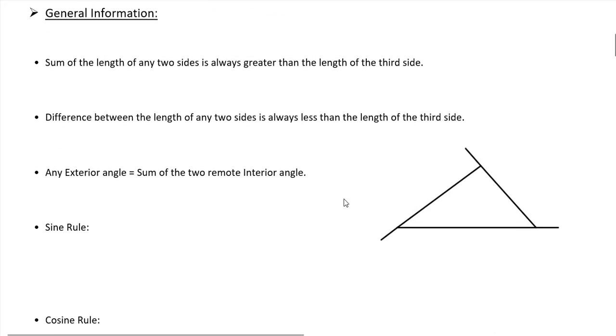We'll discuss some general information related to a triangle. Consider this triangle. I have extended the sides of this triangle. These are the extended portions which you can see. Let us now name this figure. Let this angle be A. The side opposite to this angle be small a. This exterior angle be alpha. Okay. Let this angle be B. The side opposite to this angle be small b, and this exterior angle be beta.